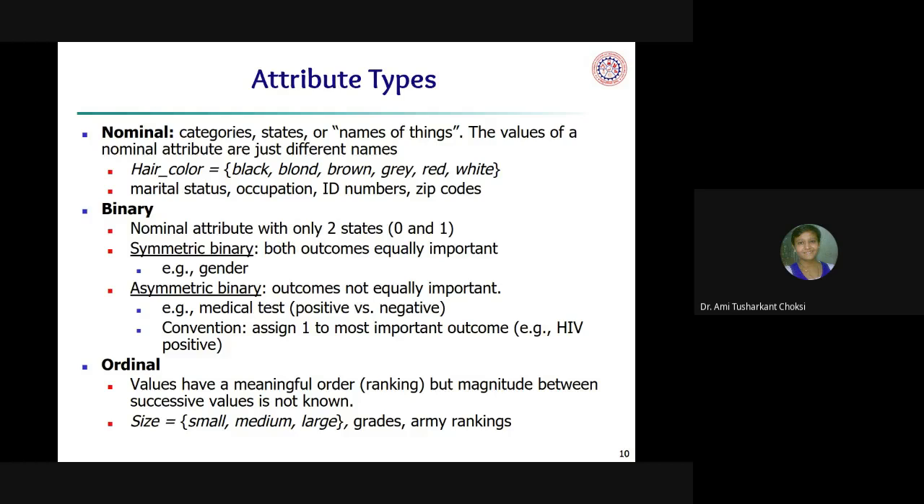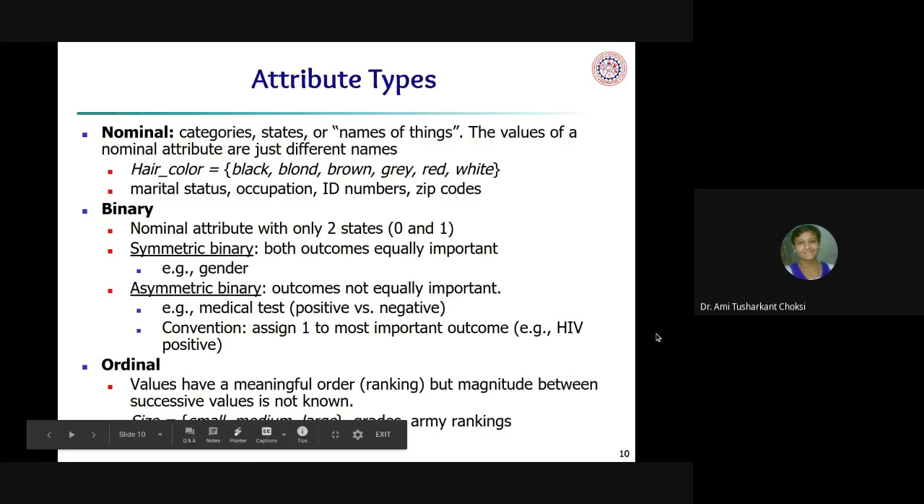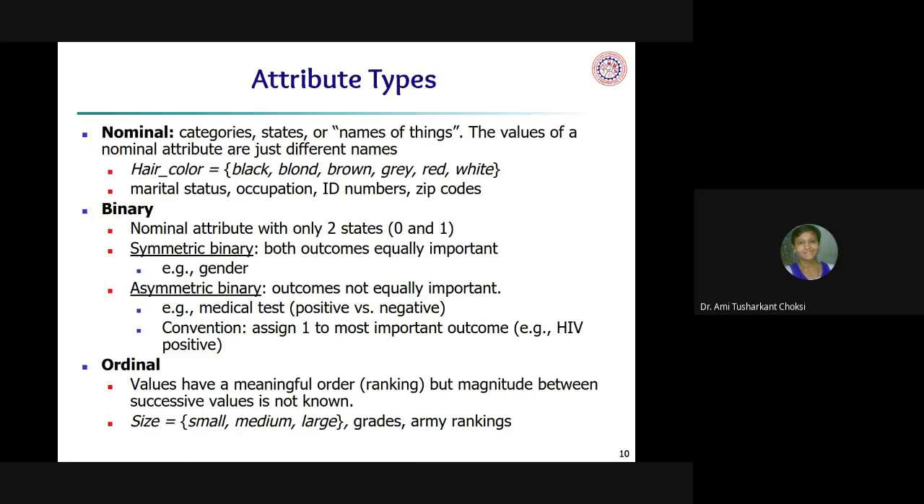The second one is the asymmetric binary. Here, outcomes are not equally important. For example, a medical test that can be positive versus negative. The convention is to assign one to the most important outcome. As for example, nowadays we can say corona positive, right? Or another example is HIV positive. Fine. So when positive is there, it is more important.